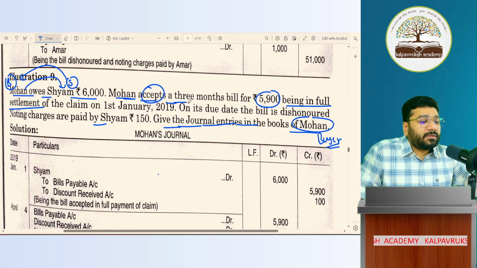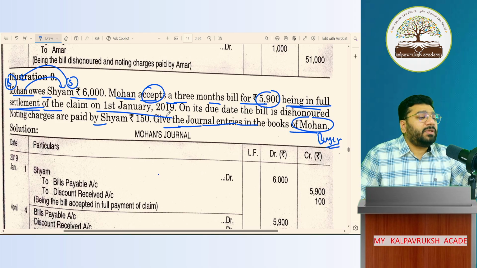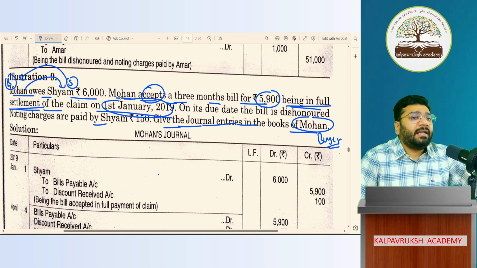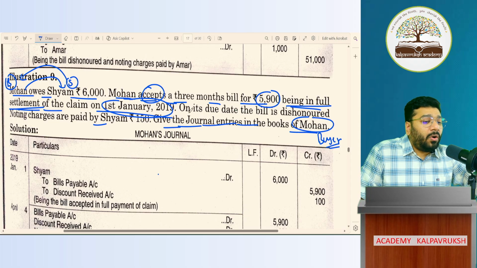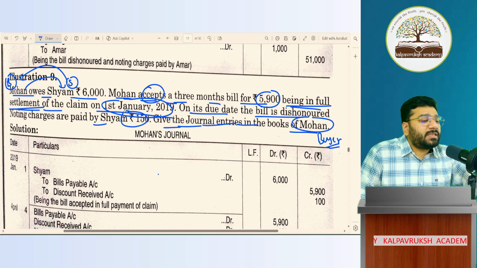Mohan accepts a 3-month bill of 5,900 in full settlement of the claim on 1st January 2019. But what is 1st January 2019? You can say it is the date of sale and the date of executing the bill of exchange. Got it, not got it? Okay. On its due date, the bill is dishonored. Oh my God. Noting charges are paid by Shyam, to be recovered from Mohan.